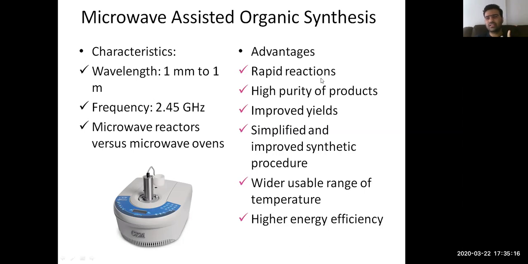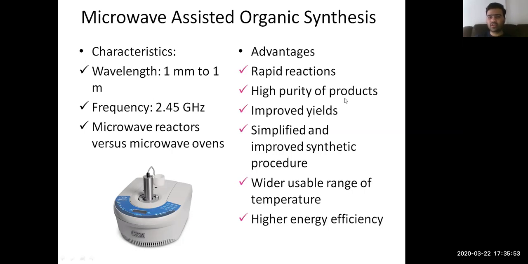Now that is something that is not very far-fetched, because we know that food gets cooked much faster in a domestic microwave as compared to conventional heating. So it doesn't come as a surprise that most organic reactions are also completed in less than a few minutes, as against refluxing them for a number of hours by conventional heating. So you would see comparisons whereby conventional heating requires about 2 to 3 hours of reflux, whereas microwave reaction requires only about 2 to 3 minutes of microwave irradiation. So rapid reaction is an advantage.